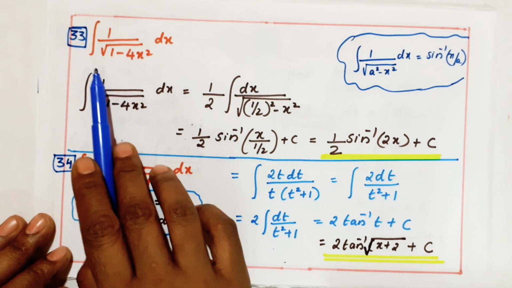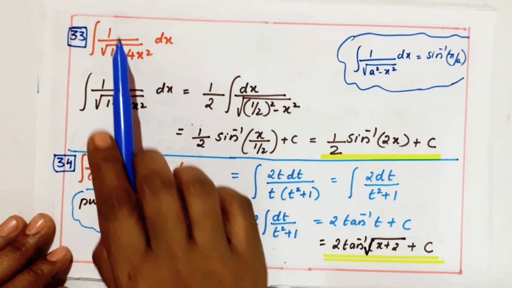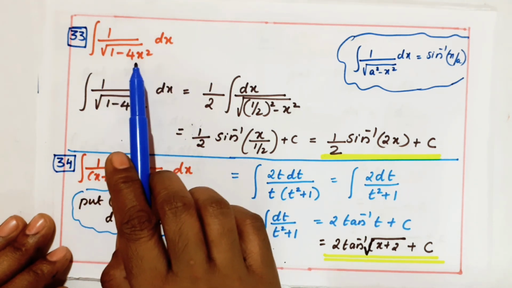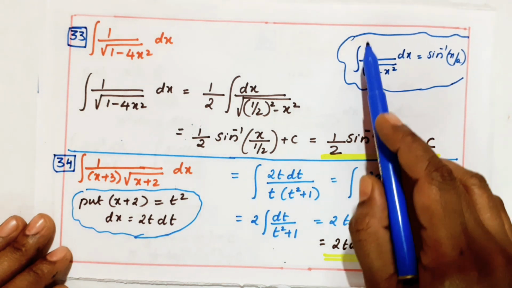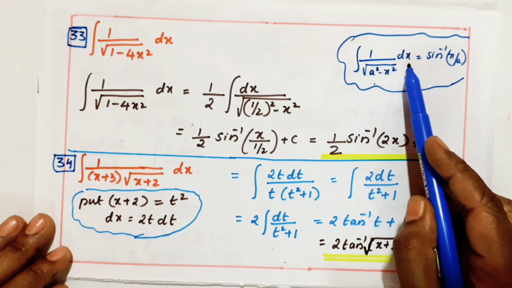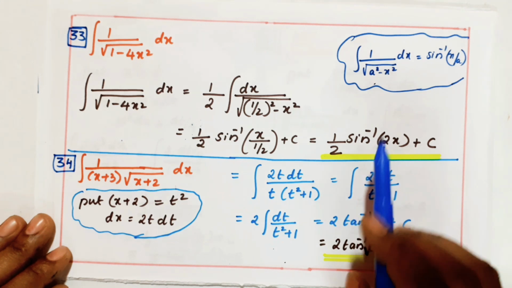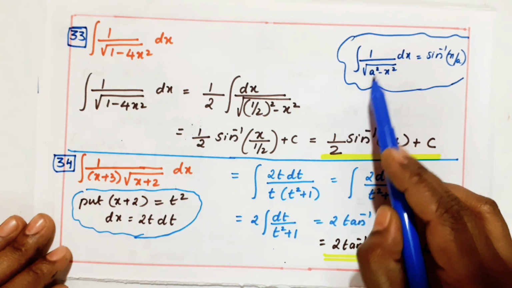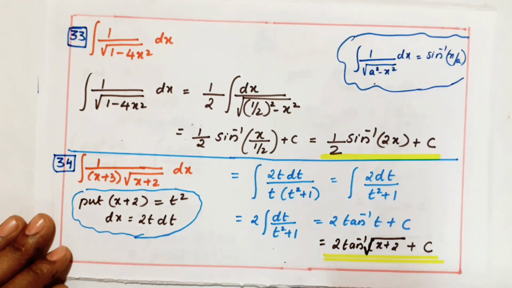Integral of 1 by root over 1 minus 4x square dx. What we are doing is, this question we are doing in another form, because we have a basic formula that integral of 1 by root over a square minus x square dx we can write as sine inverse x by a.